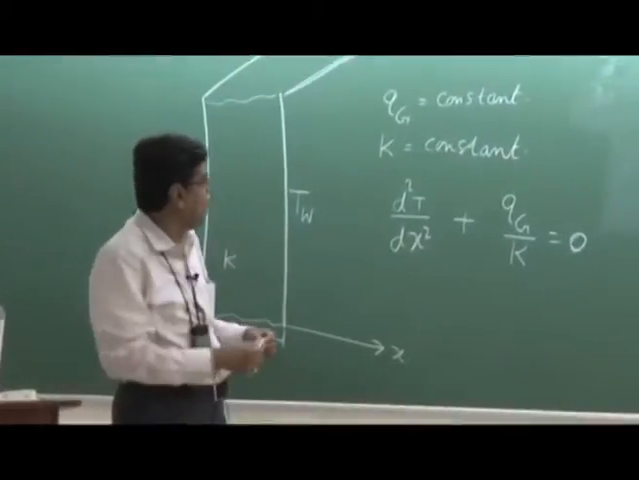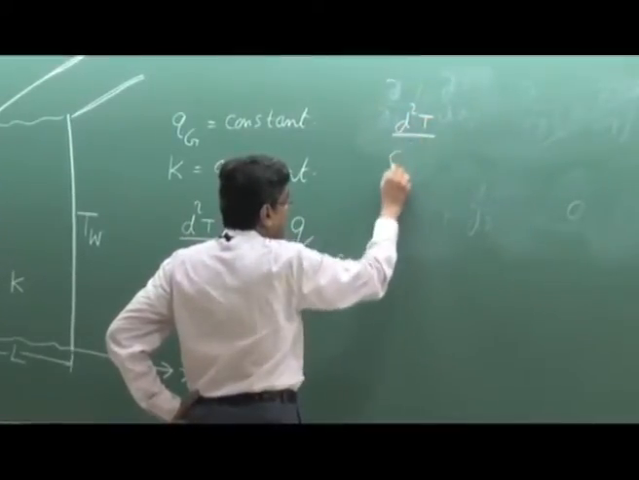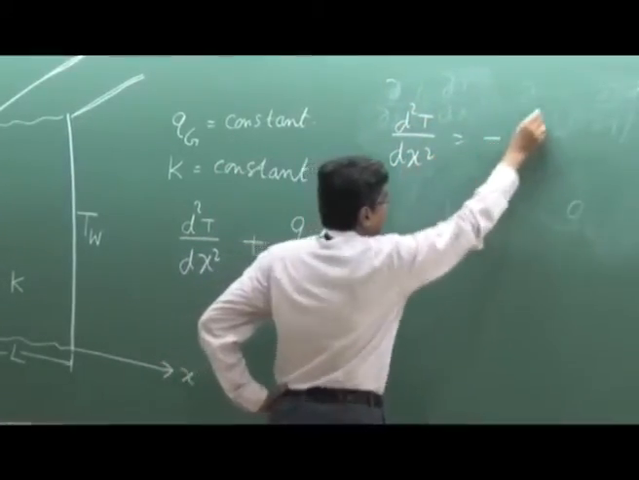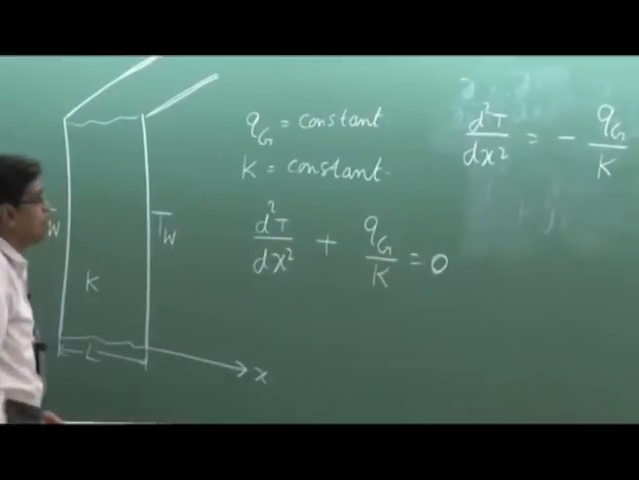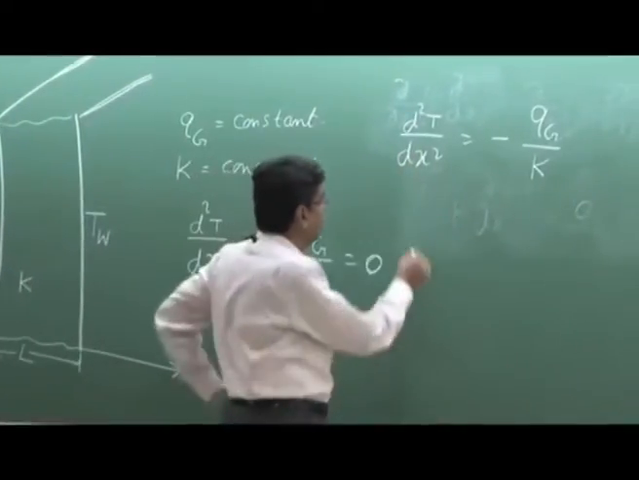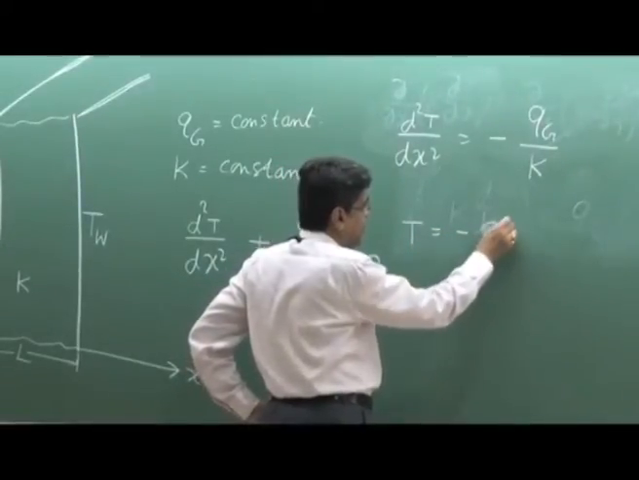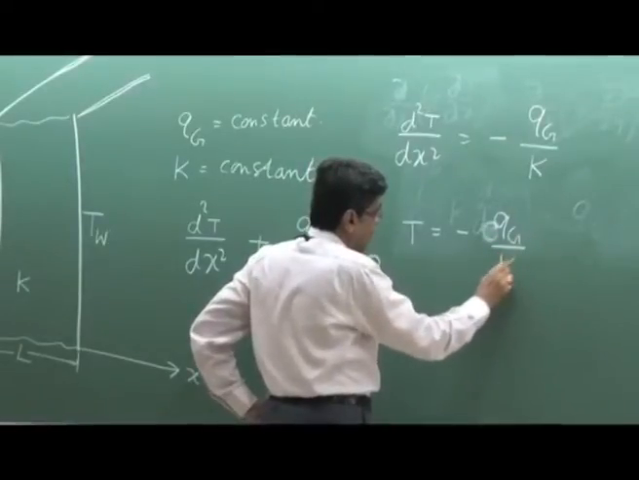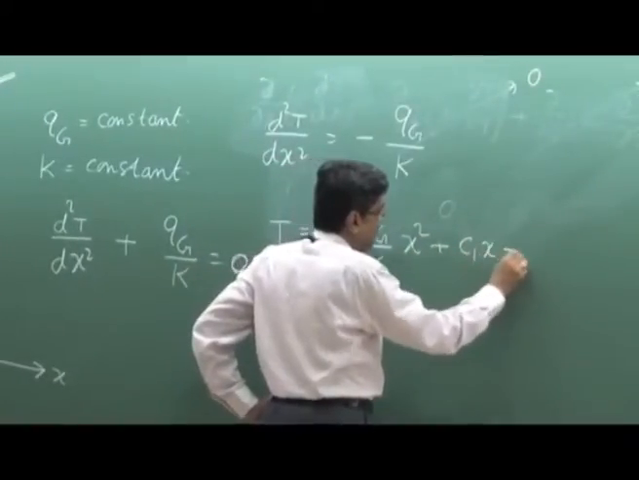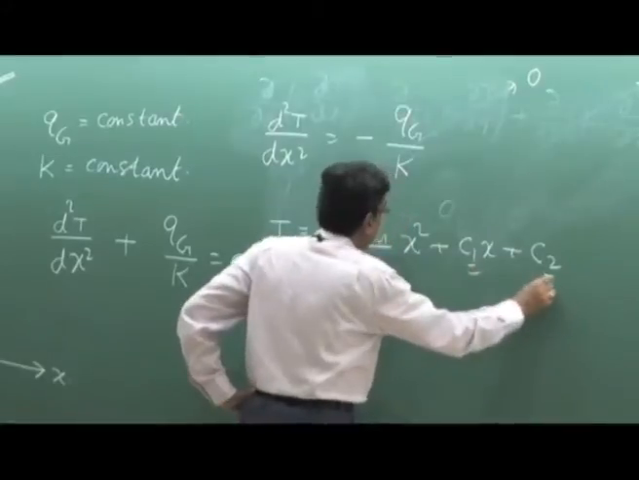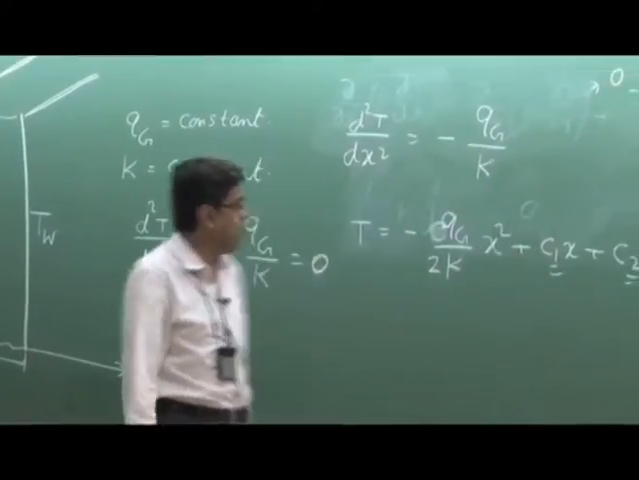You have done this at school level. If you write d squared T by dx squared, it is minus qg by k. By the problem, both qg and k are constant. So if we integrate twice we get the solution: T is equal to minus qg by k times x squared by 2, plus c1 x plus c2. c1 and c2 are two constants. You integrate first, you get minus qg x by k, then x squared by 2, plus c1 x plus c2.